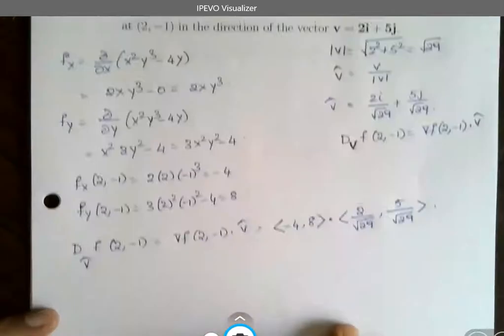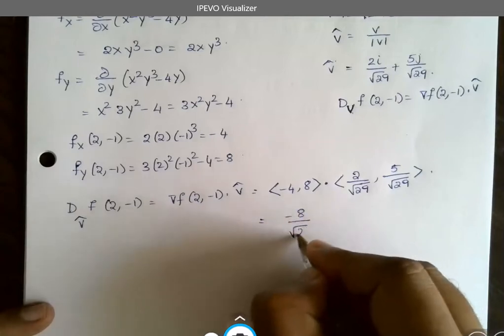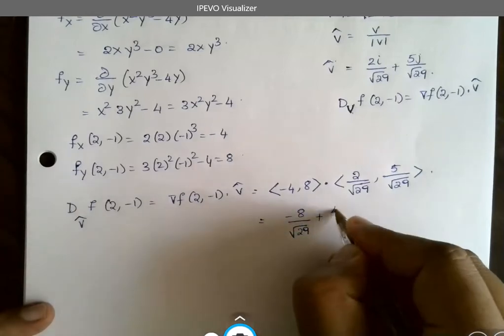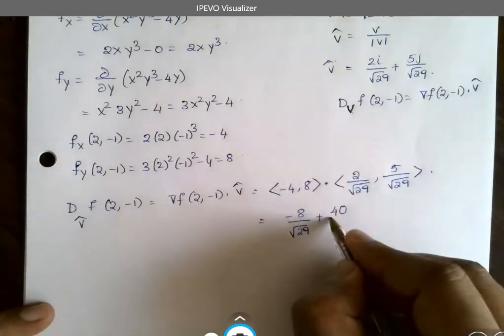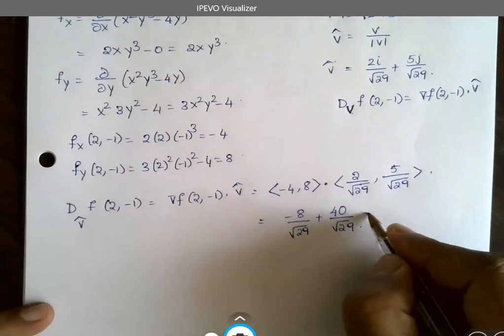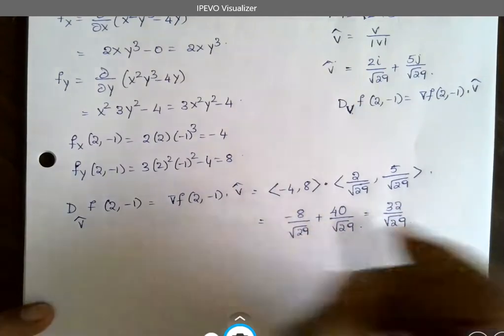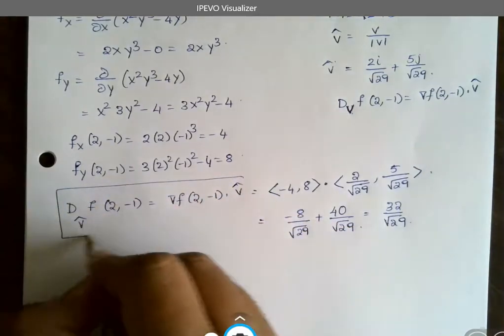Right? So what do you get? You get -8 divided by square root of 29 plus 8 times 5, which is 40, divided by square root of 29. So that would give you 40 minus 8, which is 32, divided by square root of 29. Okay. So this is what we use, the directional derivative.